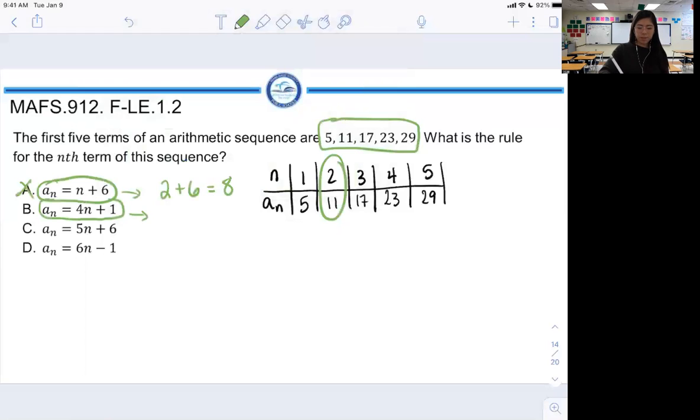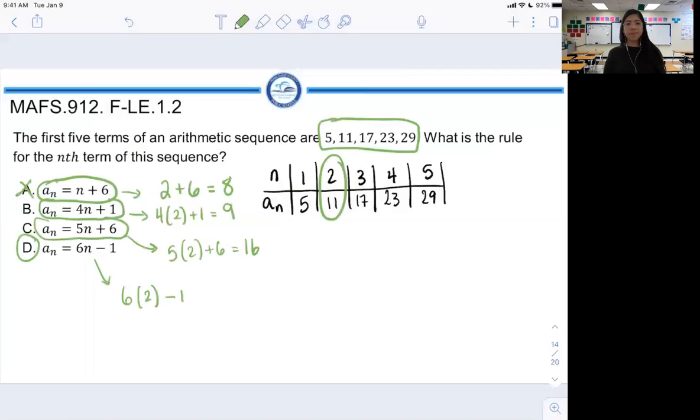I'm going to plug in 2 for this one. 4 times 2 is 8. 8 plus 1 is 9, which is not 11 either. So that one's out as well. Now I check the third one. 5 times 2 is 10, and 10 plus 6, 16. Nope. And it looks like it's going to be D, right? 6 times 2 is 12. 12 minus 1 is 11. Good. That's how we do it.